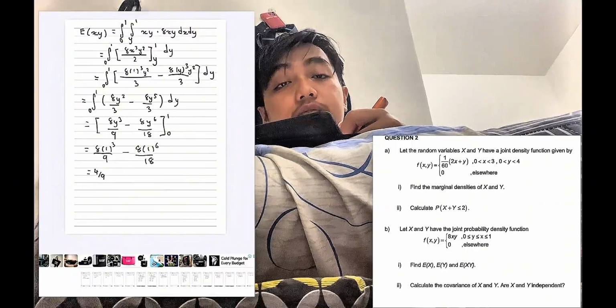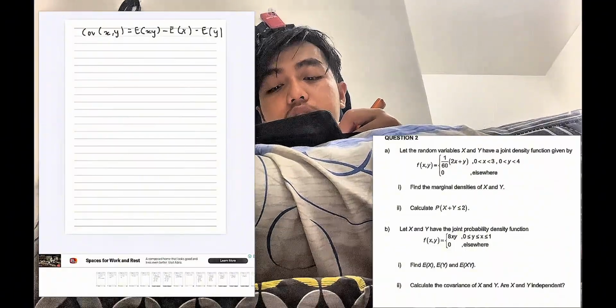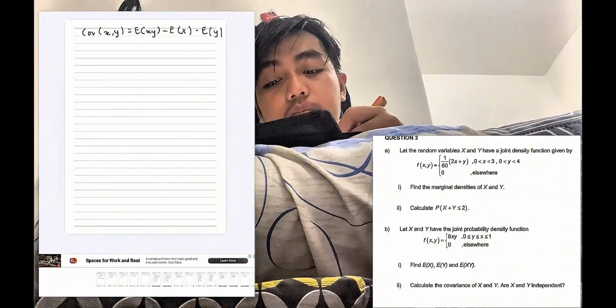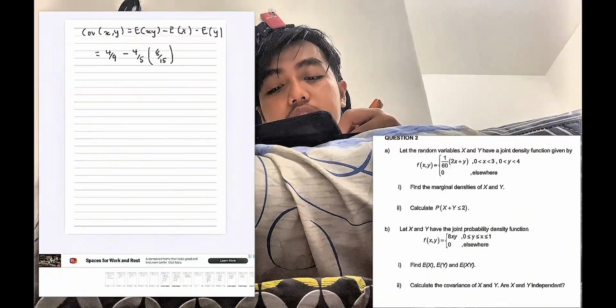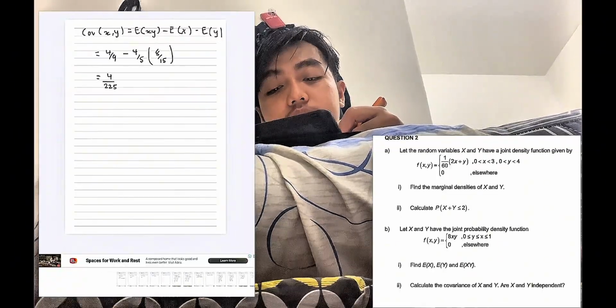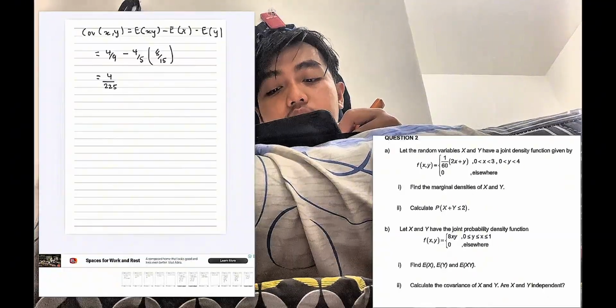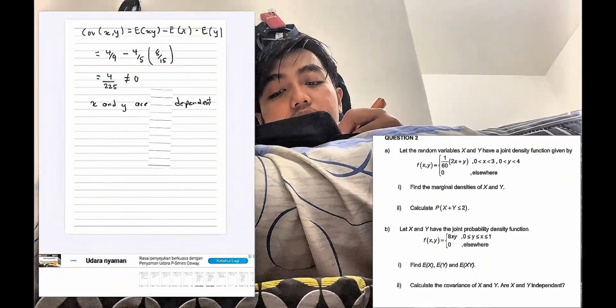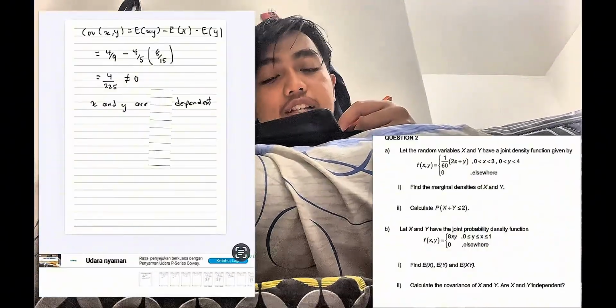We will get 4/9. But for covariance, this is our formula to get it. We put in the calculated answer, and then we will get 4/225. And since it's not equal to 0, X and Y are dependent. Okay, that's all from me.